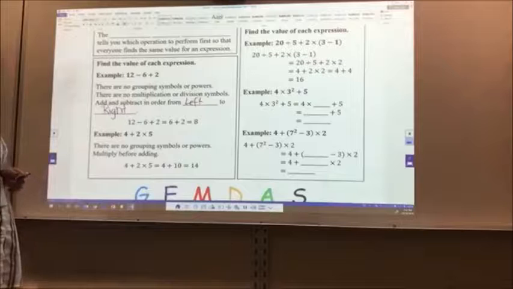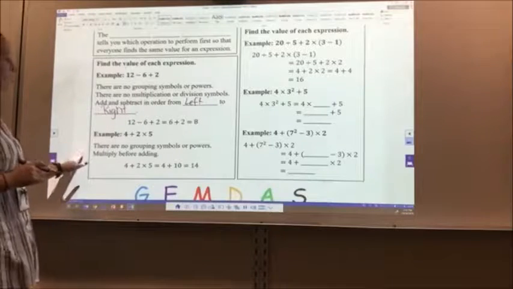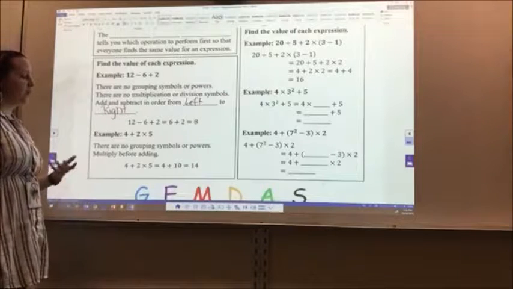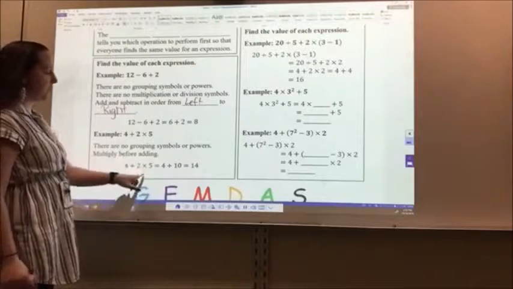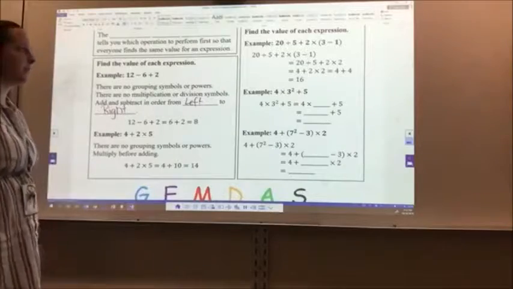Okay. Another example I have, 4 plus 2 times 5. There are no grouping symbols or powers. I multiply before adding. So you want to go ahead and multiply first. 2 times 5 gives me 10, and then I add 4 plus 10 equals 14.